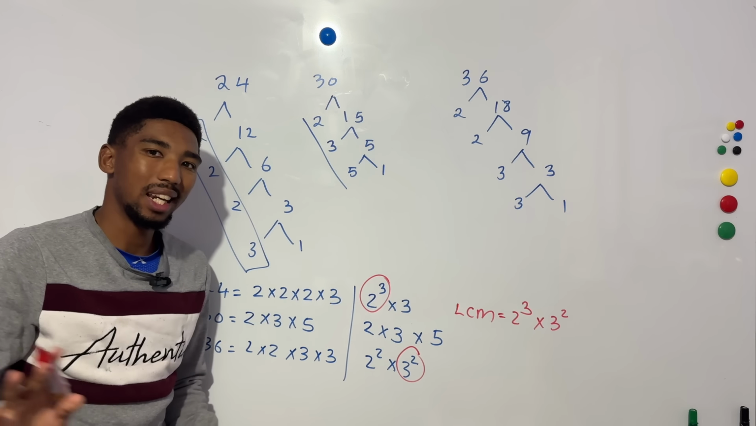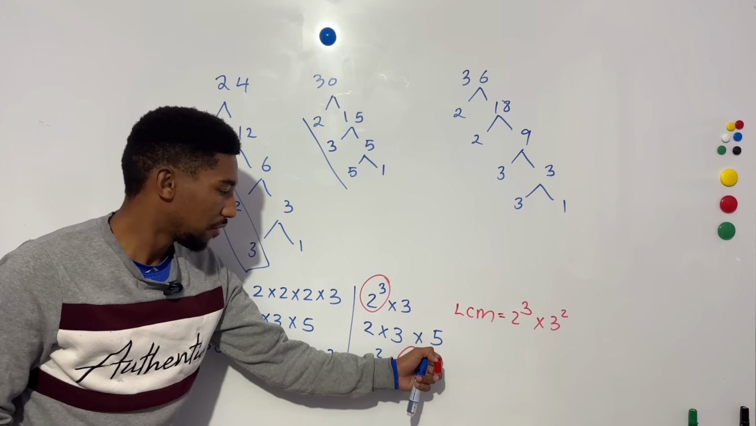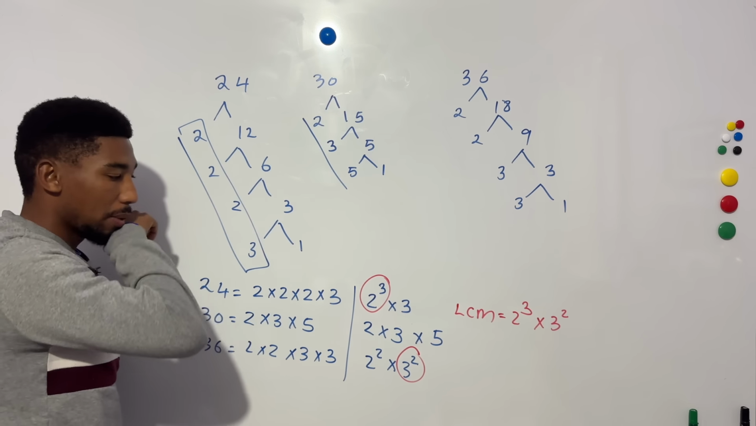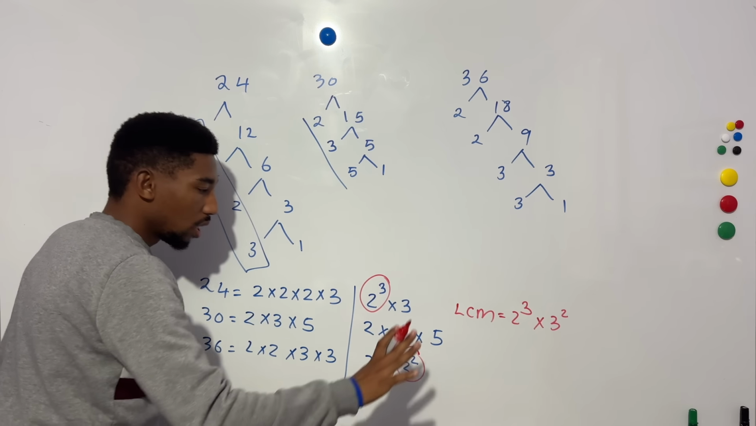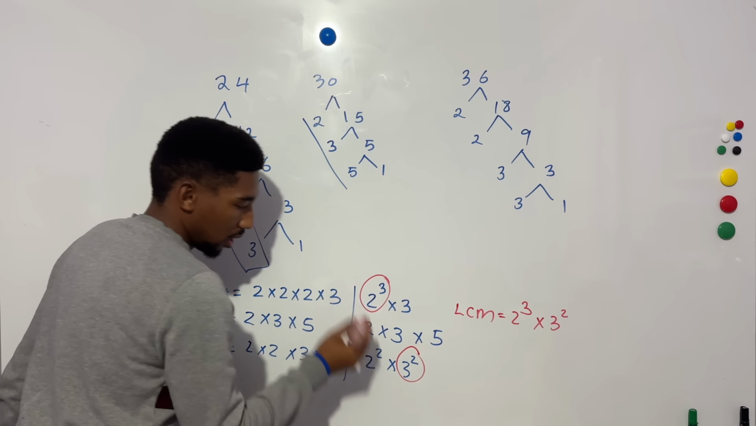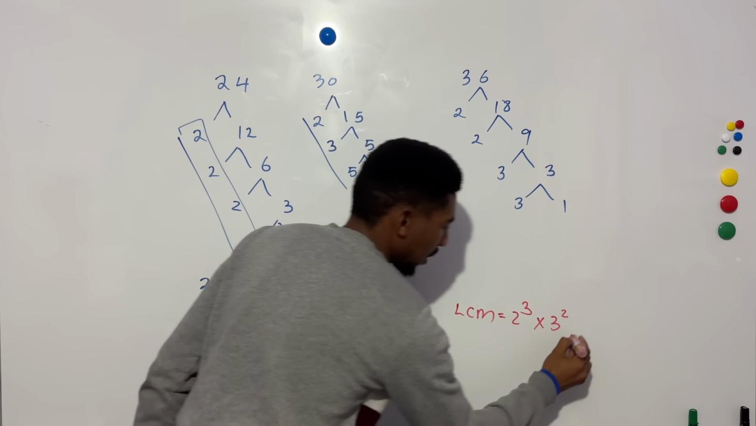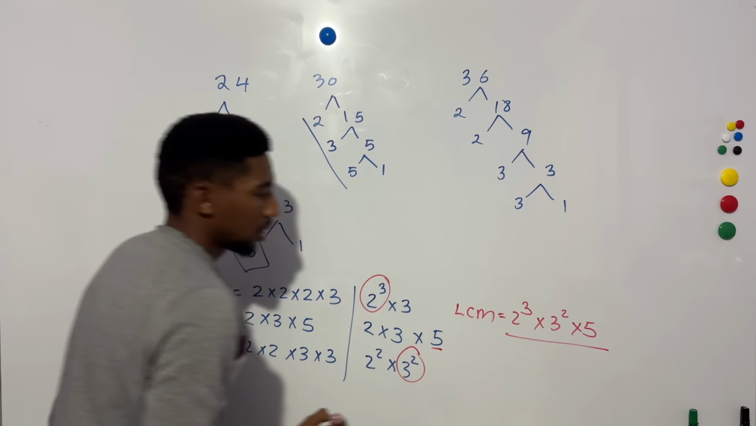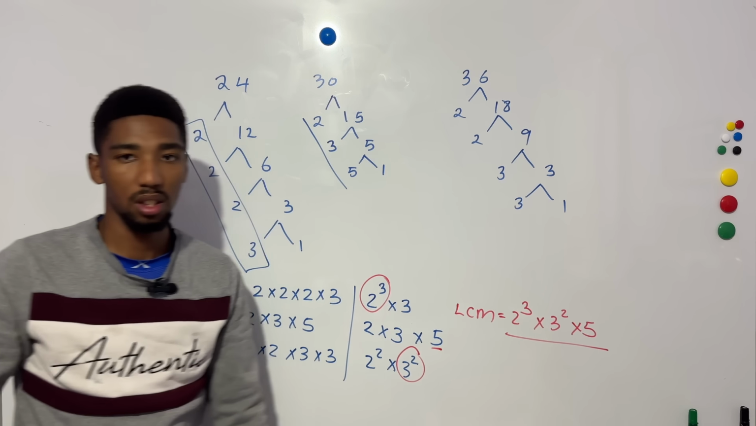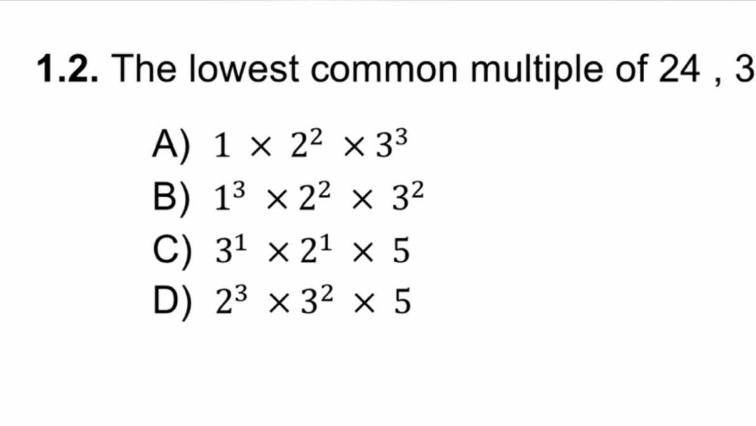And for LCM, unlike highest common factor, we have a 5 here. We don't have 5 anywhere else. In highest common factor, we would not consider that 5, but in LCM, we consider all the prime factors that are over here. There's no other 5, so we just take the 5 as is. Okay, so that's our LCM. Looking at the multiple choice options, we can see 2 to the power of 3 times 3 to the power of 2 times 5. So the answer for 1.2 is D.